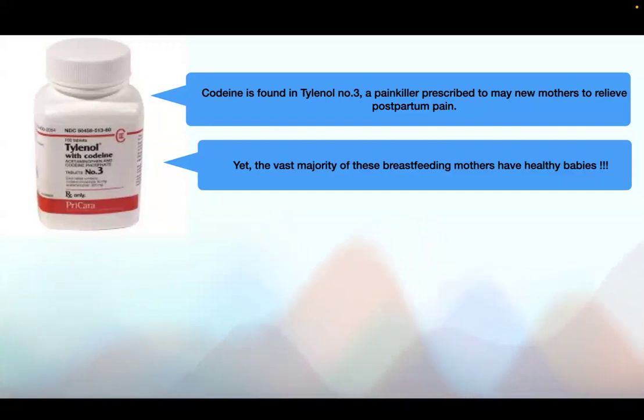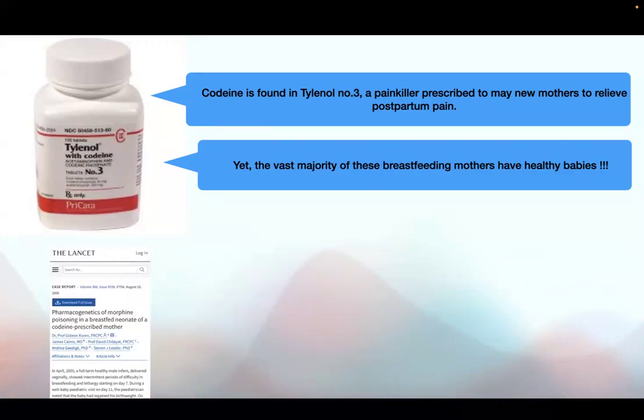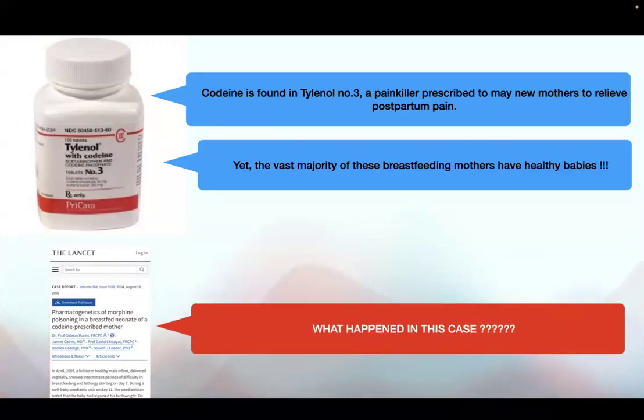As in a very first lecture we have discussed, in very rare cases, 1 to 2% of people fall under the category of ultra rapid metabolizers. And this mother was one of this category. Otherwise the babies are healthy after the patient is having Tylenol number 3. So what happens in this case, let's understand.